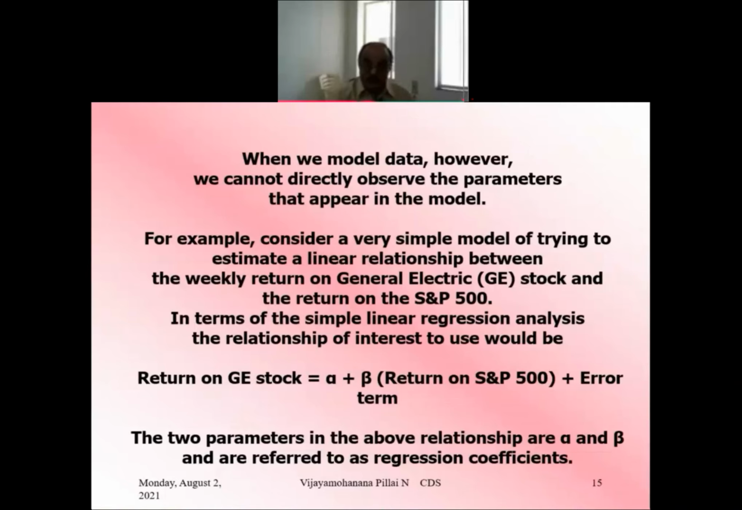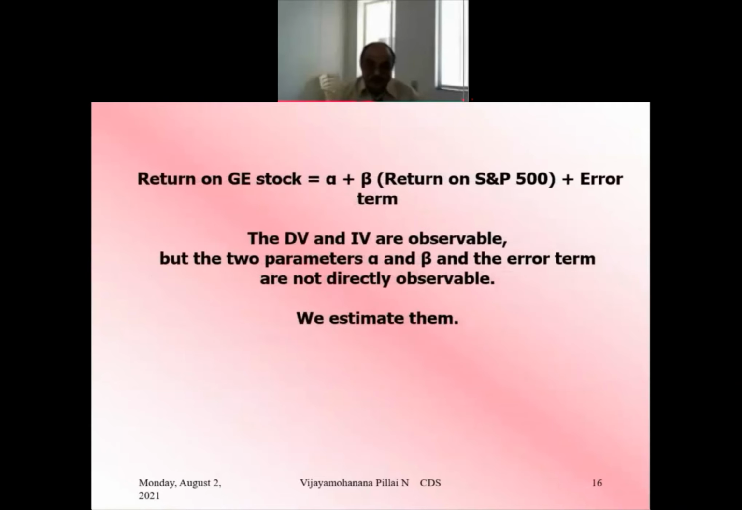And in this particular case, the dependent variable, that is the return on GE stock, and the independent variable, the return on the S&P 500, are directly observable. But the two parameters alpha and beta, and the error term, are not directly observed. We have to estimate them using the historical data. So there comes the importance of estimation.